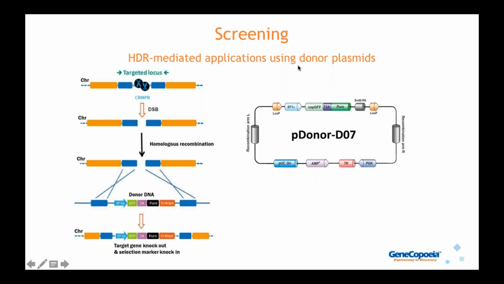If you're doing HDR-mediated applications, as I mentioned, the procedure is different. This shows what happens with homologous recombination. You get cutting by CRISPR, and then introduction of a donor leads to knock-in of whatever sequence is on the donor. This is a typical donor plasmid from GeneCopoeia.